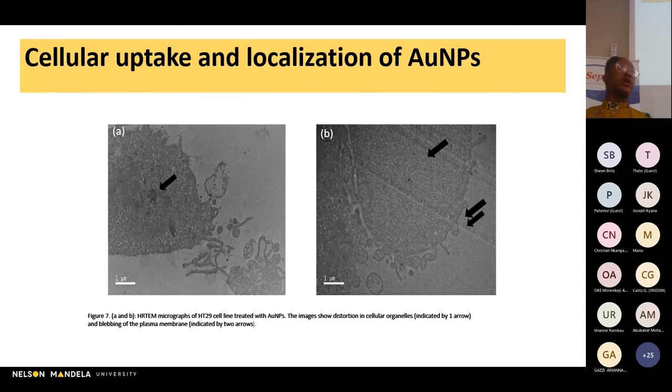But from the results that we got, we did not see any cellular uptake. There were results showing that there is apoptosis, because the two arrows are showing you the blebbing of the outer membrane, and the one arrow is showing you the distorted organelles of the cell, showing that apoptosis was there, but we could not see any nanoparticles inside the cell. So we still need to optimize this method to see where the nanoparticles react. Do they react with the external part of the cell membrane or with the internal part of the cell membrane?